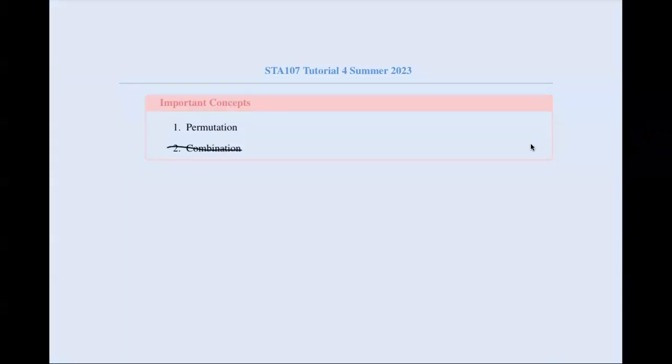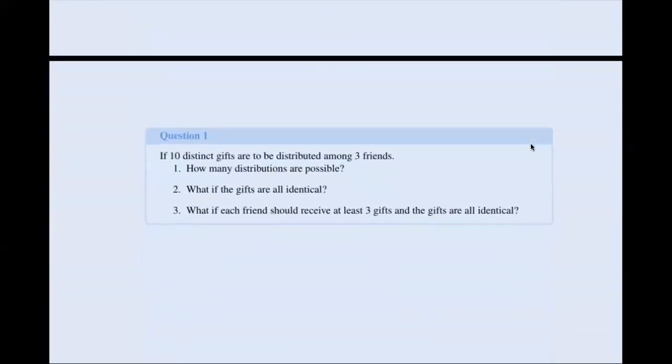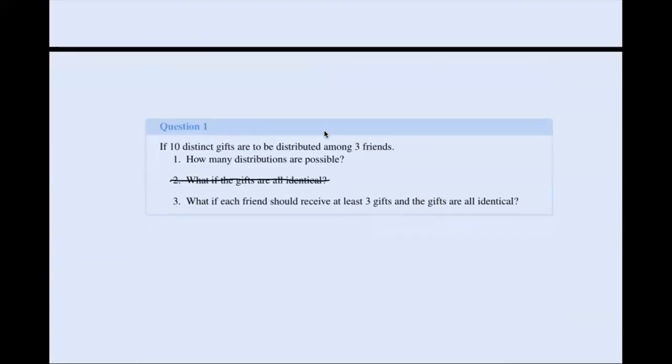exclude the combination from the tutorial today, which means that I think you should think about one question from any chapter that you want me to go over, because we might have extra time. I will cross out this question for the tutorial today because it relates to combination as well.